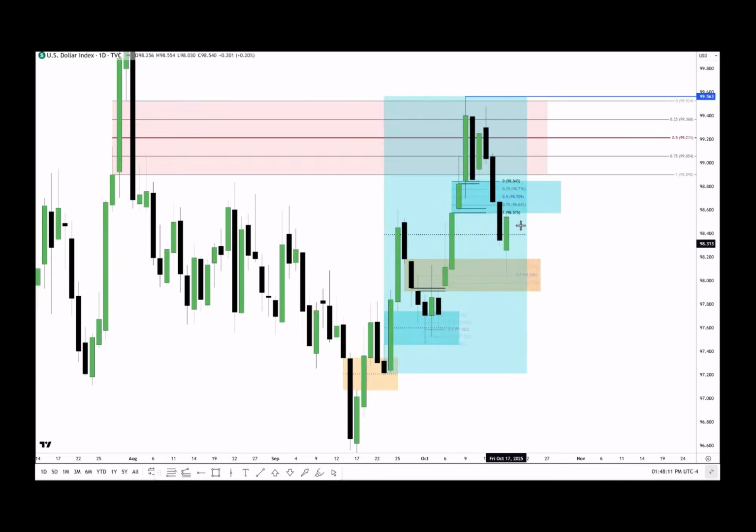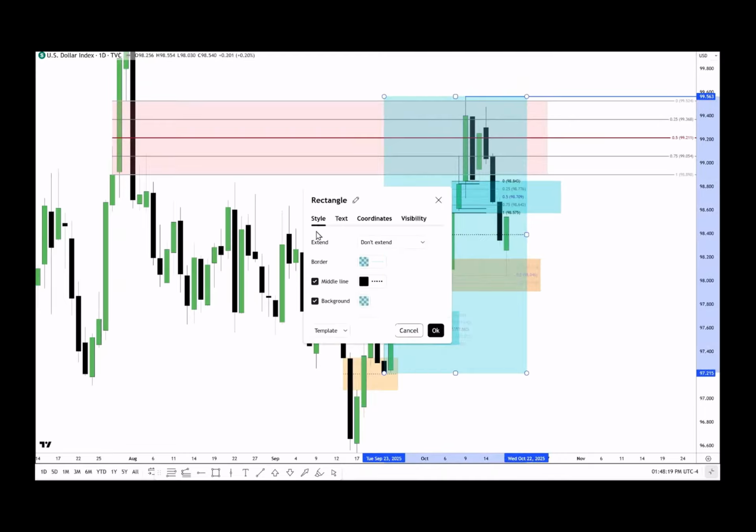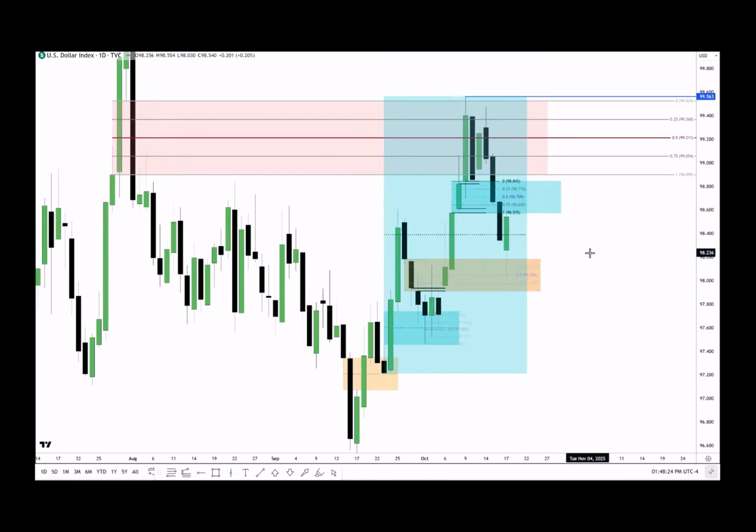Now, obviously, right now we're in the premium side because we went down to discount below. Here's this dark line here. That's 50% of that range. And you get that by having this middle line toggled on the rectangle tool.